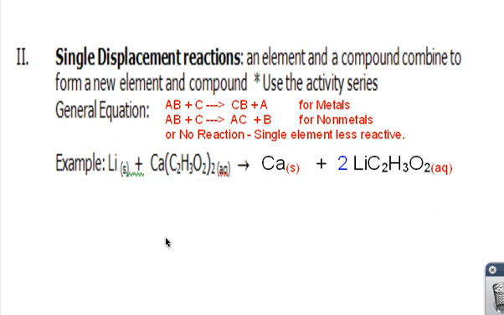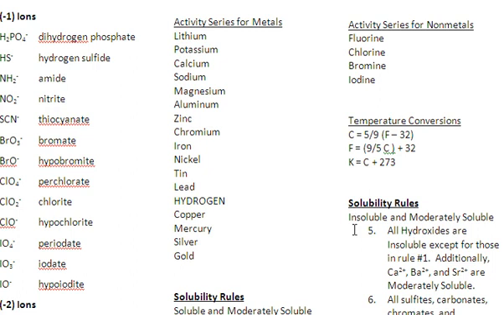Let me bring that up here. And we have an activity series for metals, and we have an activity series for nonmetals. An element that's at the top of the activity series, if it's by itself, can replace any element that's below it. So if we have a compound with zinc in it, any one of these elements above it could replace the zinc in that compound.